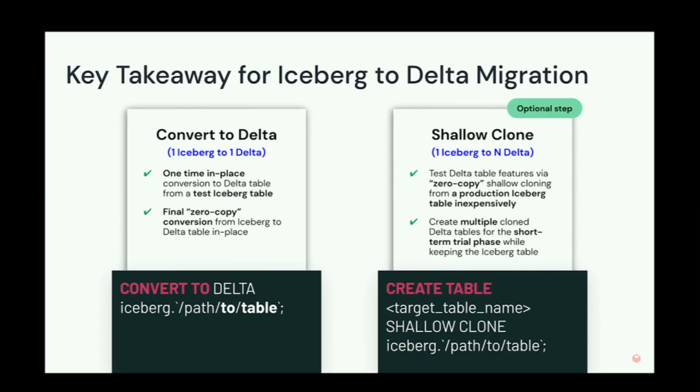Awesome. So, okay, we went through quite a bit, but really the key takeaway, if you only remember one slide, this is the slide you need to remember. The 2 commands, convert to delta and shallow clone, and 7 keywords: convert to delta, create table, shallow clone. All right, so this is a key takeaway.